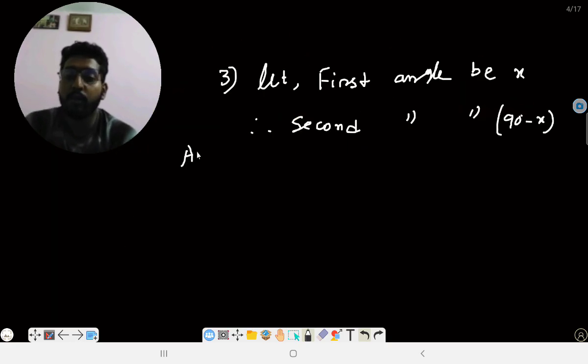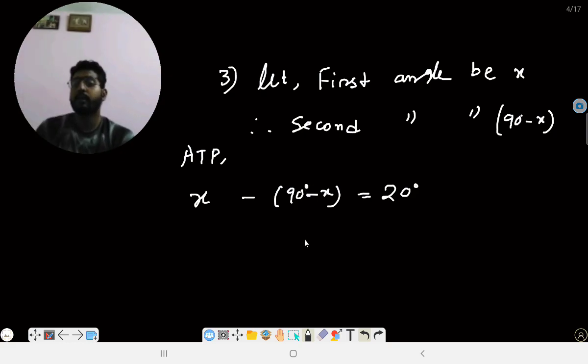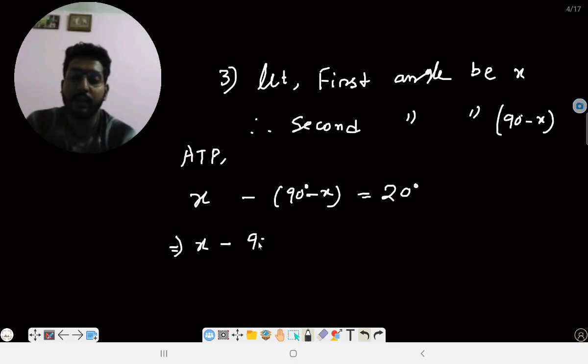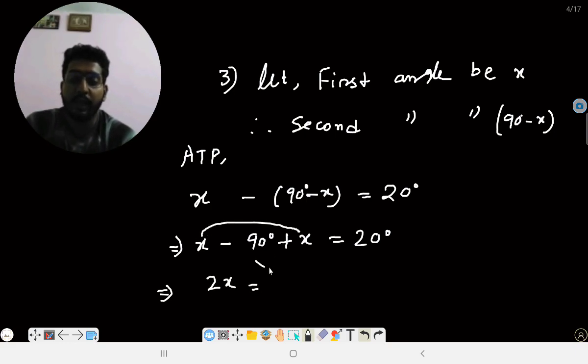So according to the problem, we can write first angle, second angle. Now their difference means minus. The difference is given as 20 degrees. Now this one I have to solve, and again this is a linear equation. You have to solve and find the value of x. So x minus 90 becomes minus 90 plus x equals 20. Here x plus x will be 2x, and minus 90 goes to the other side and becomes plus, that means 20 plus 90, so that will be 110. So 2x equals 110 degrees.